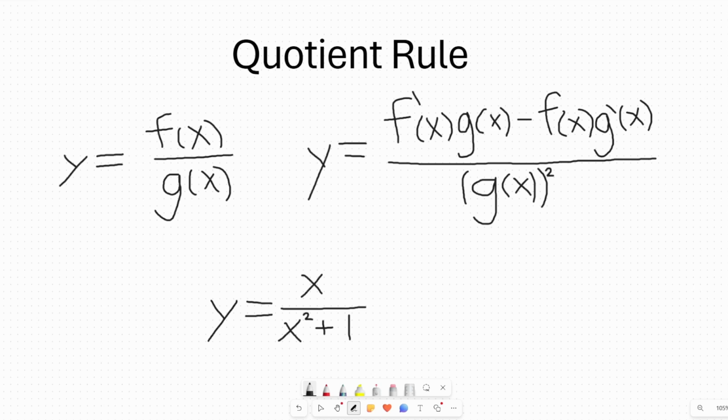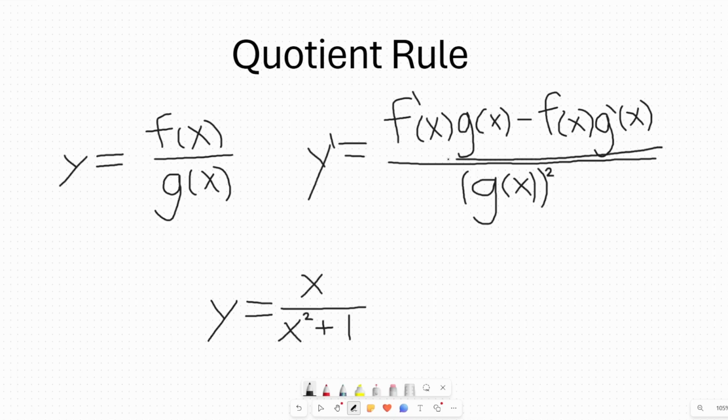Alright, so today we're going to be going over the quotient rule. This builds on what we learned in the previous video, the product rule. Basically it states that for any function y equals f of x over g of x, the y prime of that function will be f prime of x times g of x minus f of x times g prime of x, over g of x squared.